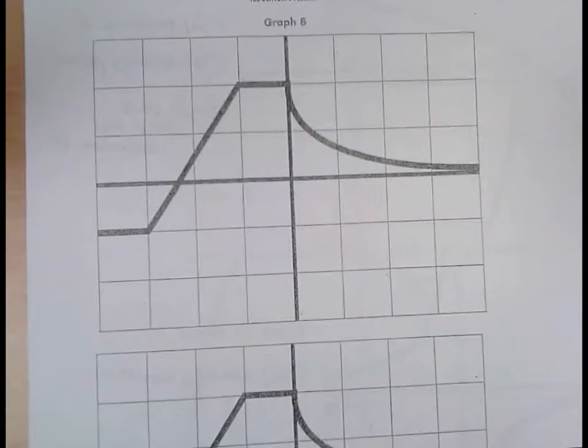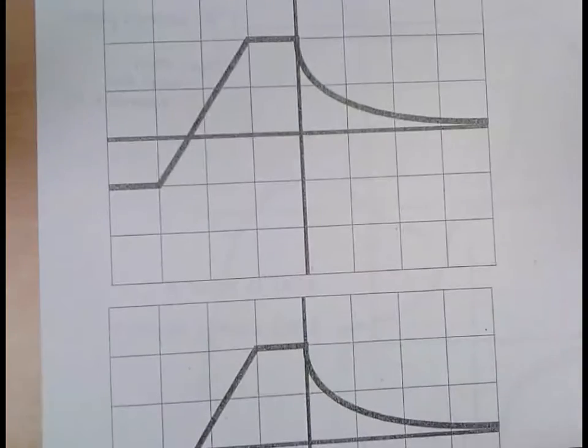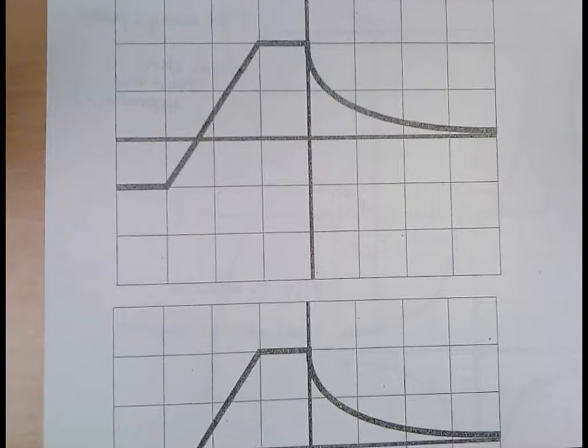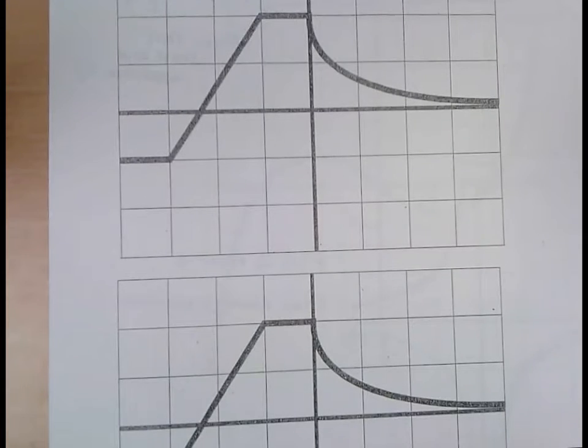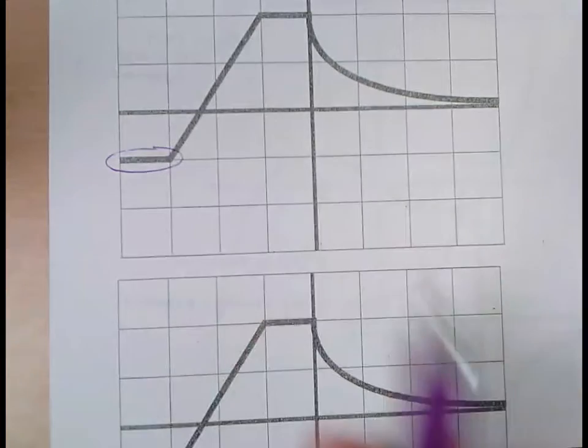The last graph, I do have two of the same graph on this page on purpose. Because on the bottom one is where I'm actually going to draw f prime. The top one I'm going to label what's happening on the graph of f as to why the graph of f prime looks the way it does. So that's why I included two of the same graph. We're going to look at this graph in pieces. We're first going to look at this piece here, this horizontal piece.